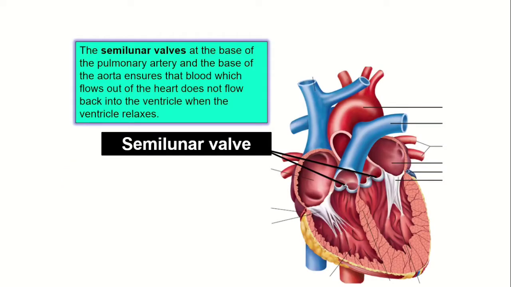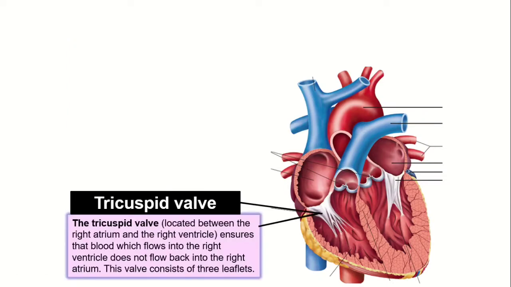Semilunar valve is a valve located at the base of the pulmonary artery and the base of the aorta. The function is to ensure the blood which flows out of the heart does not flow back into the ventricle when the ventricle relaxes. The tricuspid valve is located between the right atrium and the right ventricle. The function is to ensure that the blood which flows into the right ventricle does not flow back into the right atrium. This valve consists of three leaflets.